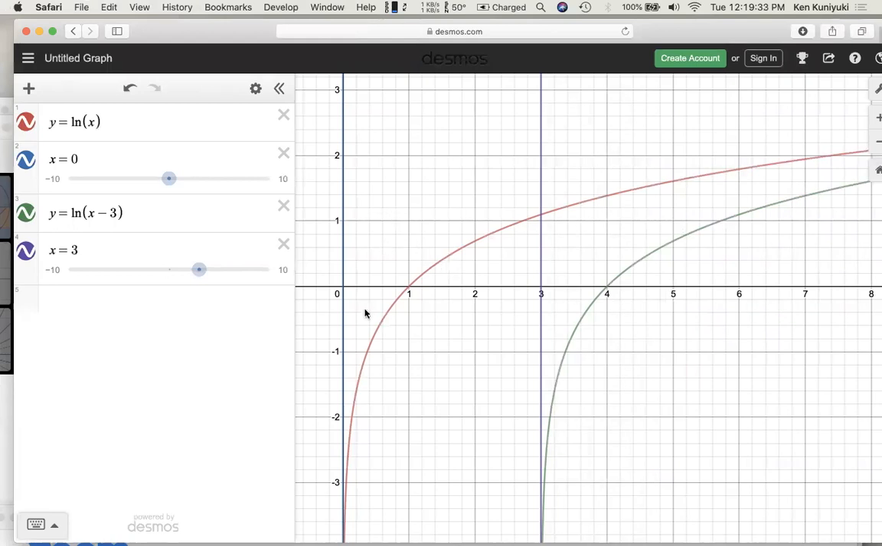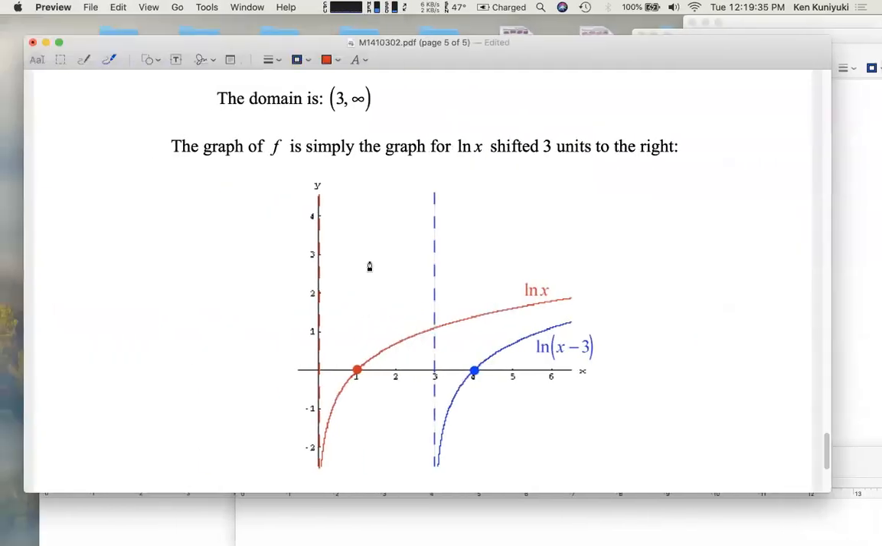All right, and here's another version of this picture over here. Remember, we like to put dashed lines as asymptotes. Red graph, VA here, 3 units to the right. The blue graph, VA here. The domain is also shifted by 3 units.